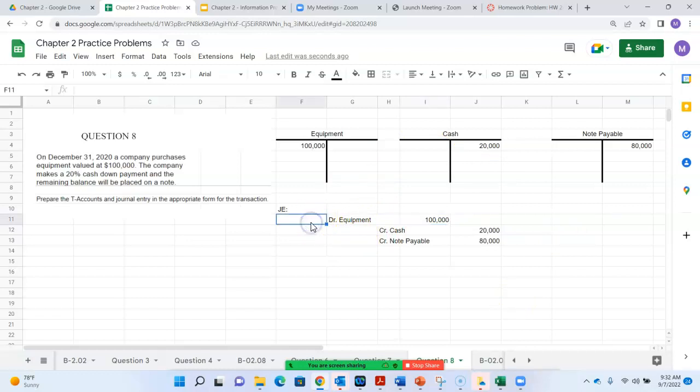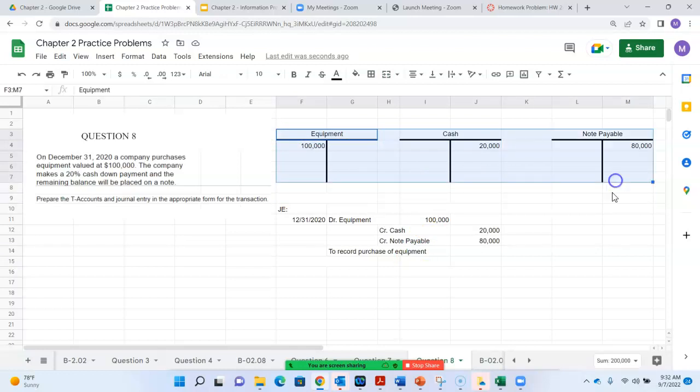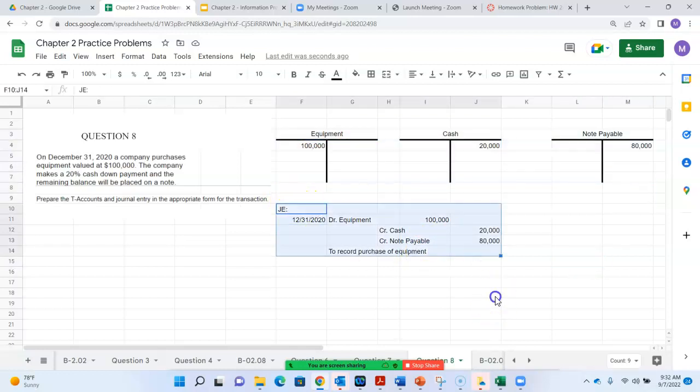So what else do we need? We need the date. And the date is December 31st, 2020. And we also need a description. So let's call this one to record purchase of equipment. And right, so for class purposes, this doesn't need to be too specific. But let's say potentially, you're the bookkeeper, the accountant, and you're dealing with lots of pieces of equipment. You might want to be more specific and explain exactly what this piece of equipment is. But hopefully that makes sense, and hopefully you can see the importance of, once you have T accounts down, you basically have journal entries down as well.